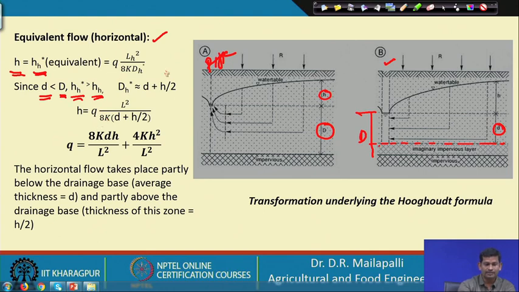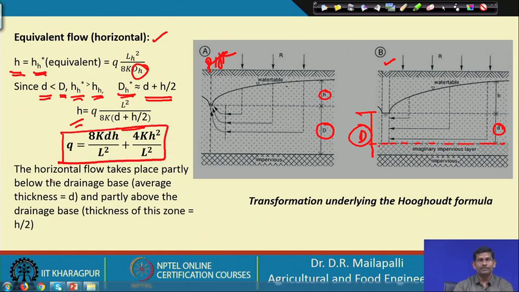So, why? Because if you see the equation, when d is getting smaller, h is going to be bigger. So, then d h star will be equal to d plus h by 2. So, this is another assumption: d plus h by 2. So, half of the h will be the original capital D. So, putting the value, small h is equal to q into L square divided by 8 k into, substituting d h star here. So, then finally, you will get q is equal to 8 k d h by L square plus 4 k h square by L square.